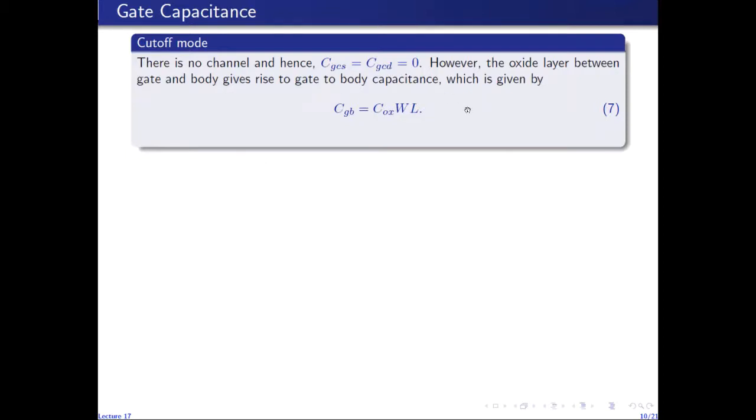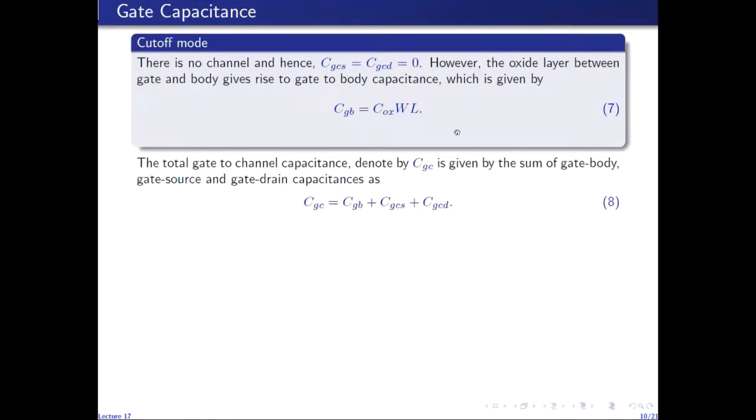However, the silicon dioxide layer of the insulator now exists between the polysilicon gate electrode and the body of the device. So the capacitance Cox times W times L, which was the capacitance between gate and channel in the triode mode, now is modeled as the capacitance between gate and body. So in the cutoff mode, capacitance between gate and body is given by Cox times W times L.